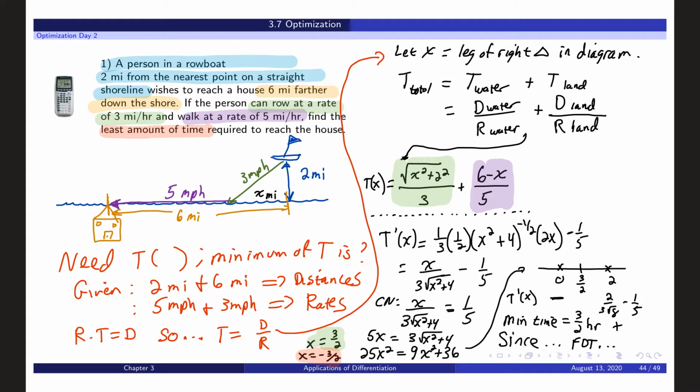These are the notes for section 3.7. It's the second day of optimization, which is day 12. Because these tend to be a little bit more challenging, there's only 2 slides, and I've decided to use the Star Wars pointer to help us out.